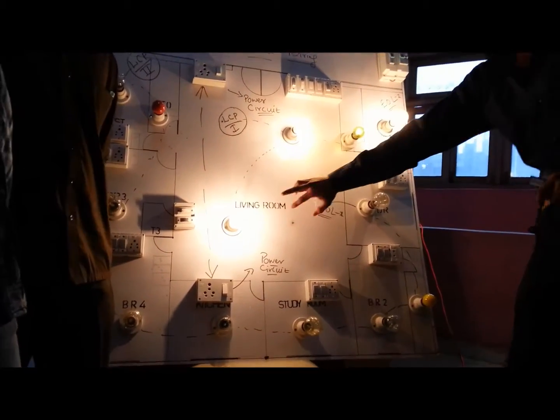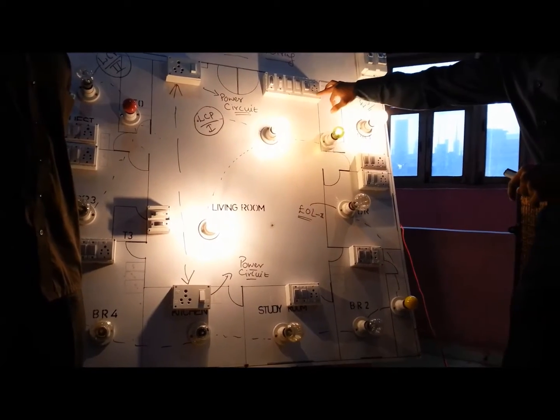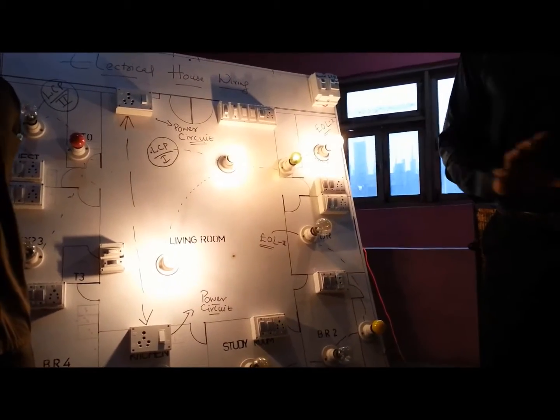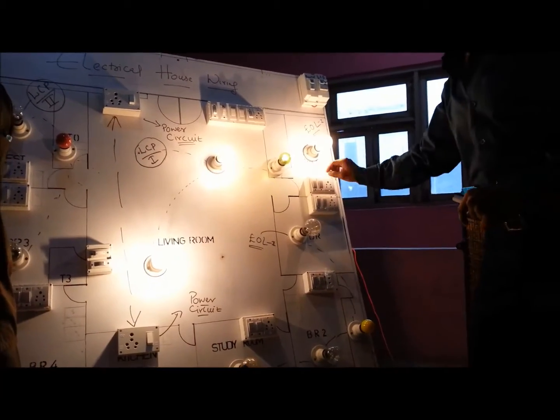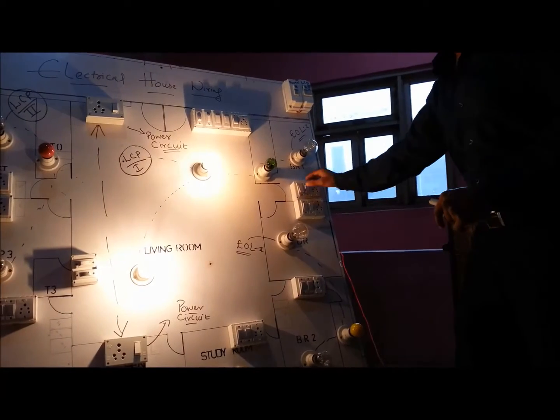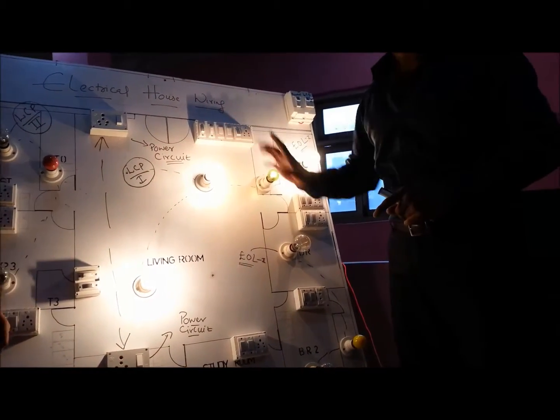That lighting circuit has 1, 2, 3, 4 bulbs and sockets. Almost all, it is covering nearly 10 points. Understood? These particular bulbs are controlled by this switch. It's working properly. This particular one is controlled here in LCP1.